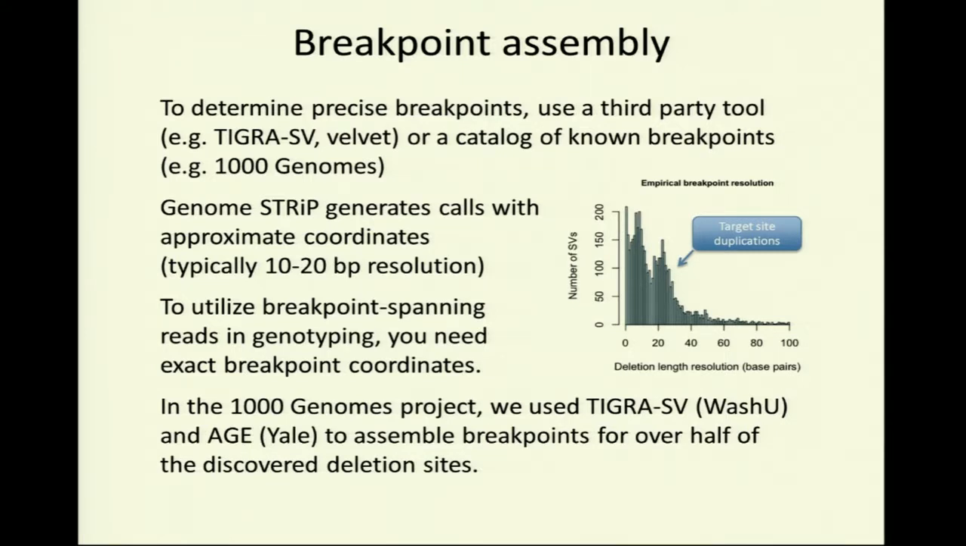This is a plot showing Genome STRiP's estimate of where the breakpoint was compared to the actual breakpoint when a breakpoint accurate sequence could be determined. This peak right here is actually caused by target site duplications in Alus, and this was from, I believe, the early phase of the 1,000 Genomes.